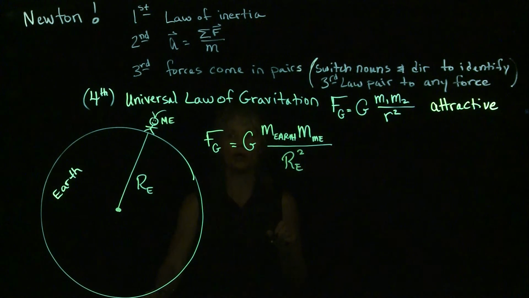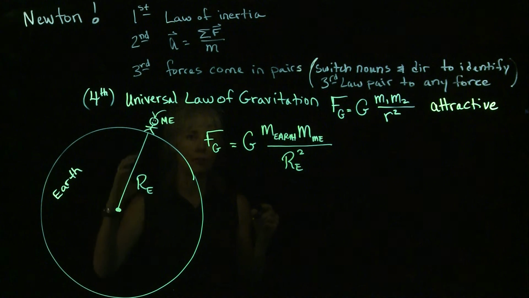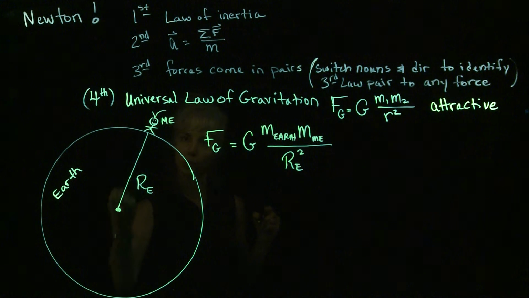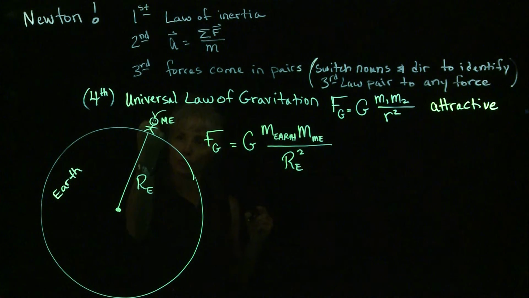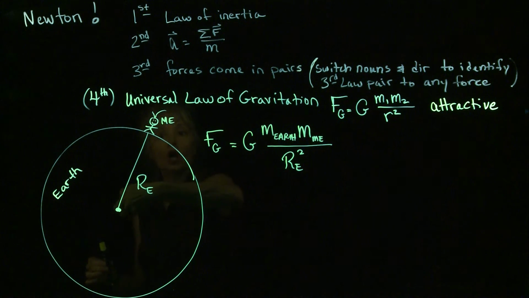That's the magnitude part. What direction is the Earth pulling on me? Well, remember, all gravitational interactions are attractive. So when I'm talking about the force that the Earth is exerting on me, the Earth is pulling me toward its center. So you can see that the force is directed along the line that connects me to the Earth and directed toward the center of the Earth. I also pull on the Earth, but I pull also along the line that connects me and the Earth, but I pull up. I pull toward me.